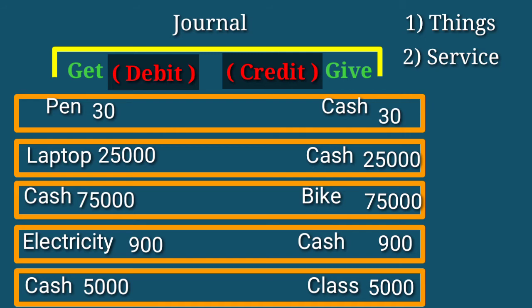That means if you are getting any things or service, that you should debit, and if you are giving any things or service, that you should credit. In simple, what we receive, that will debit, and what we give, that will credit. Now I will try an extension.